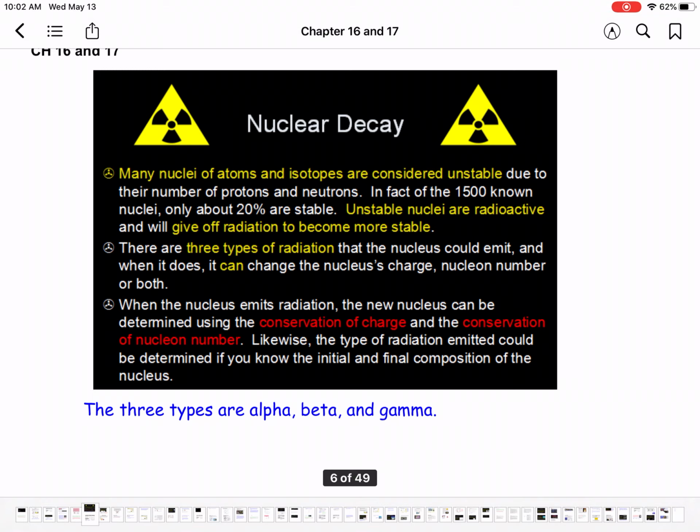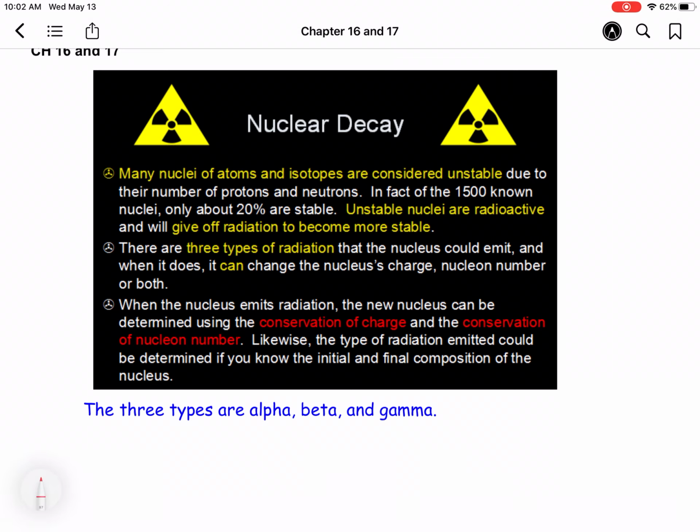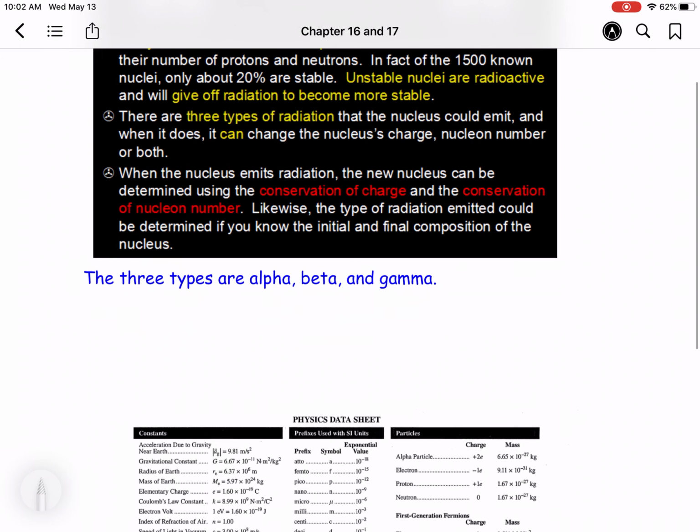All right. Nuclear decay comes from the idea that we have a nucleus that is going to decay, which means it's going to start as a larger nucleus generally. These are going to start with lots of protons and neutrons. They're going to work their way down to a more stable isotope, more stable nuclei.